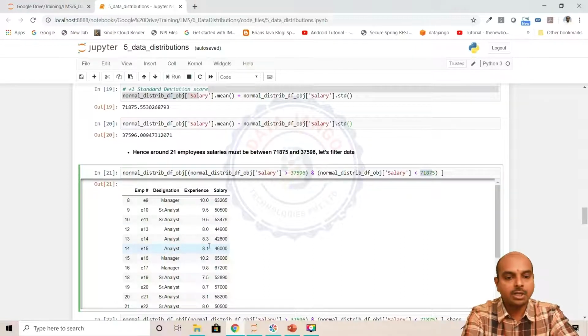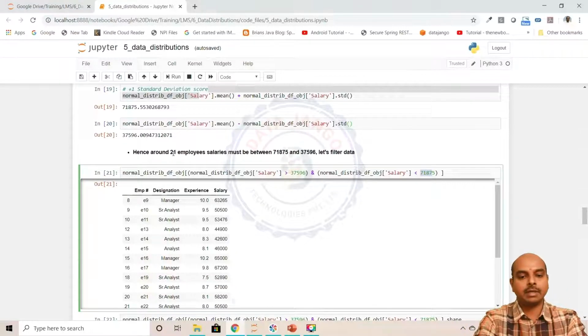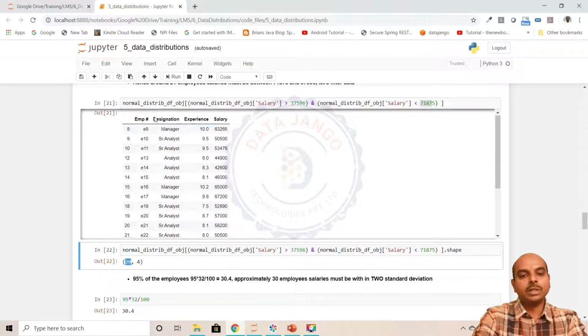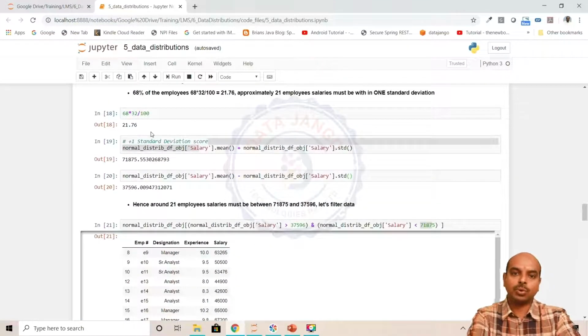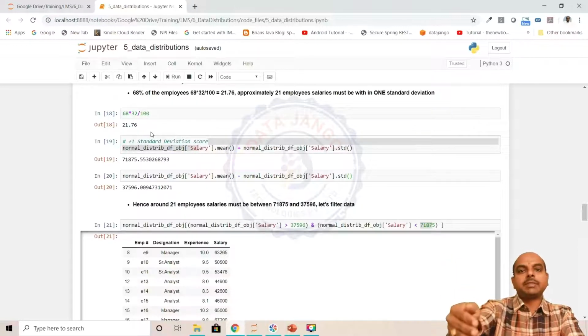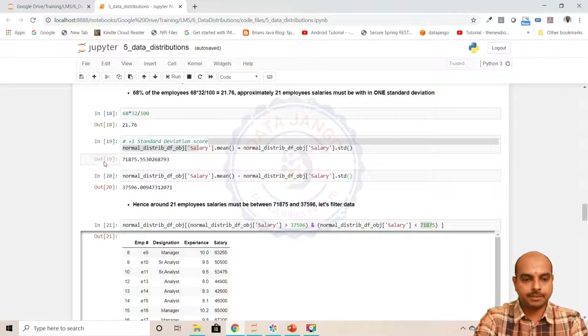The number of records should be equal to or approximately close to 21. Let us see. So we have got 20 records there. That means this rule is holding true. The 68% rule is holding true, because the salary data is forming a bell curve. 68% of the data is within one standard deviation.